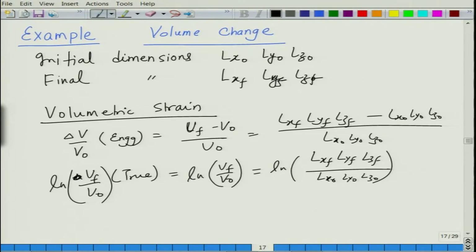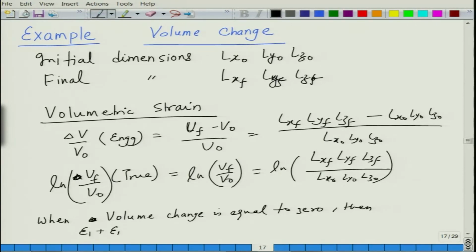Now, I will leave it here. I will ask you to prove that when volume change is equal to 0, then one can see that epsilon x plus epsilon y plus epsilon z is equal to 0, but the same is not true for engineering strain, so I will leave it to you to prove that. Okay. So, this is homework.